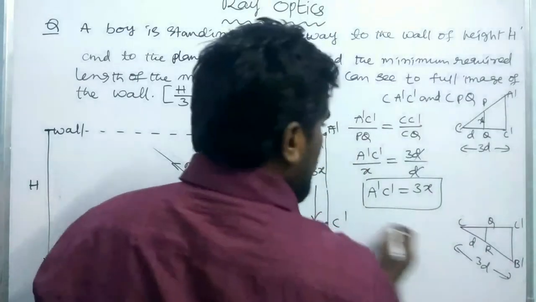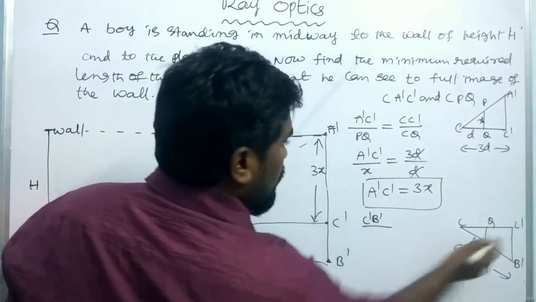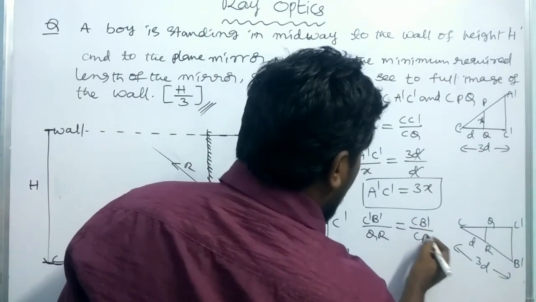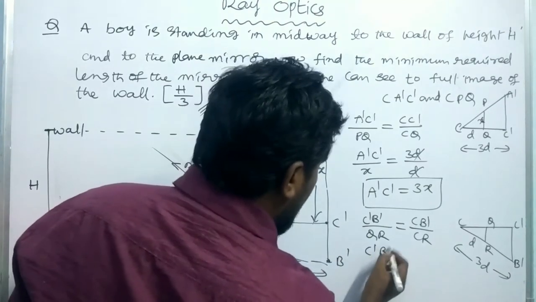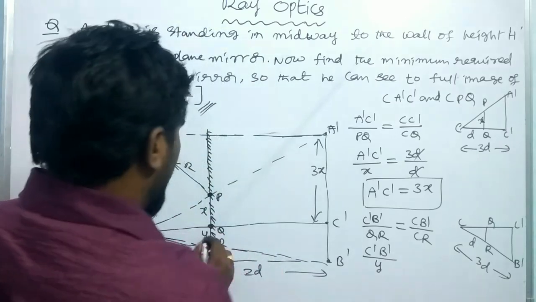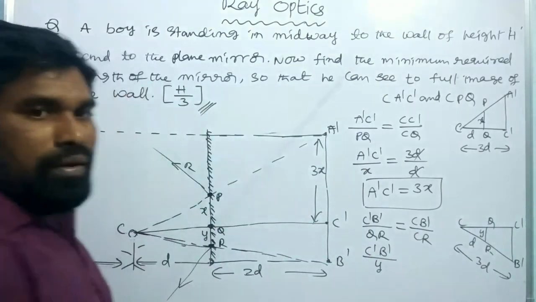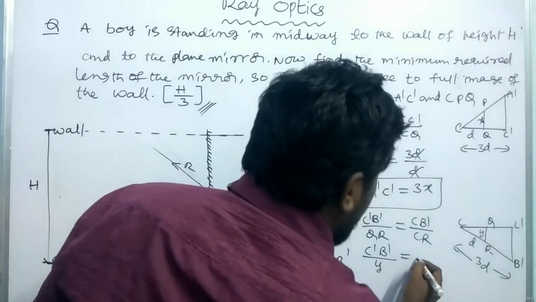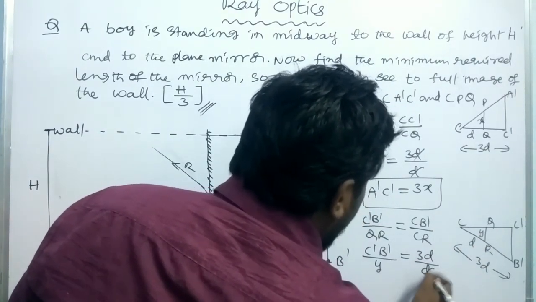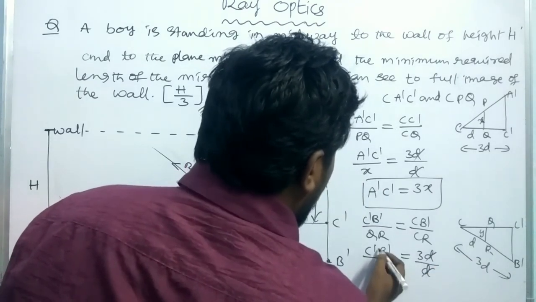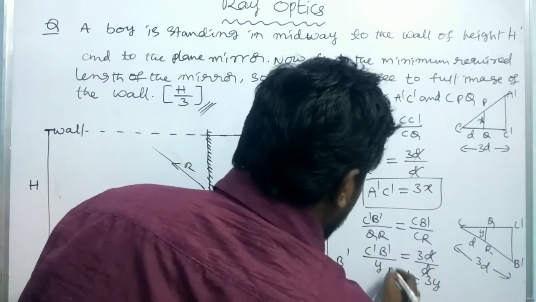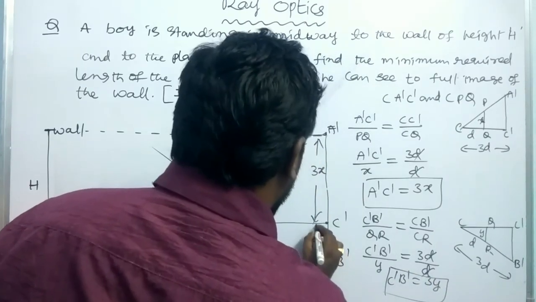Now let us write C dash B dash by QR equals CB dash by CR. What is C dash B dash by QR? QR is equal to Y here. Now let us see CB dash. CB dash is 3D and CR is D. D cancelled out and C dash B dash is equal to 3Y. So this is the 3Y here.